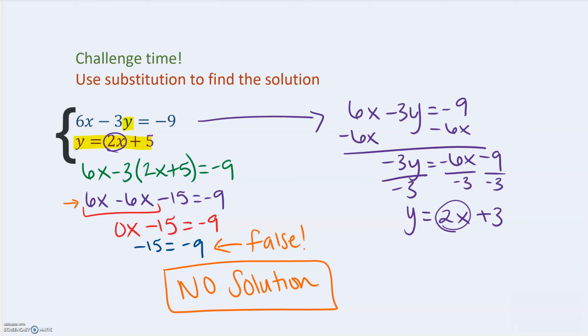So if we were to graph this, we would get two parallel lines. But when we solve using substitution, when we get two numbers that equal but aren't actually the same number, we get a false statement, we get no solution.